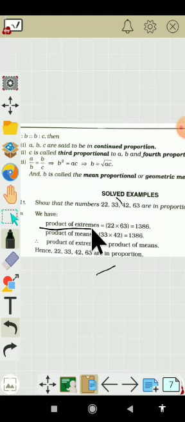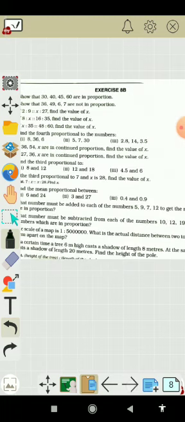So first we have to take the product of the first and the fourth term, that means 22 into 63, and that will be equal to 1386. And again we have to find 33 and 42's product, and that will again be 1386. So since the product of extremes and the product of means are the same here, these numbers are in proportion.